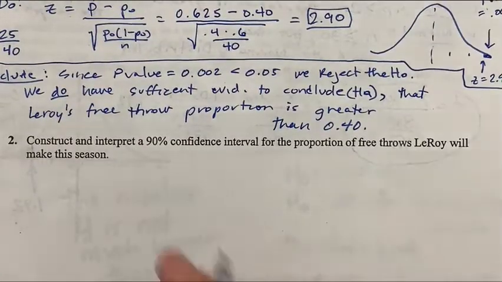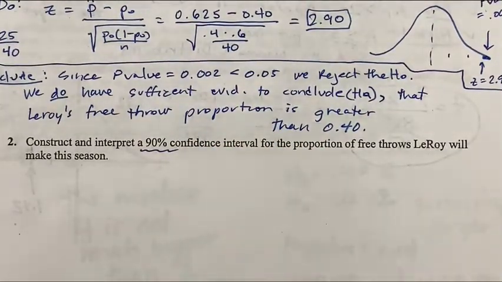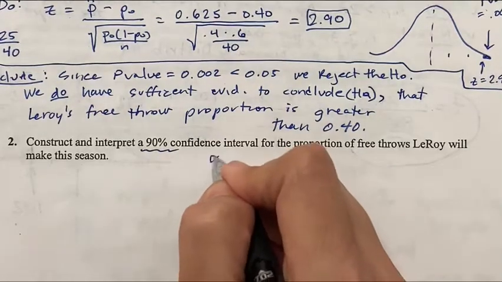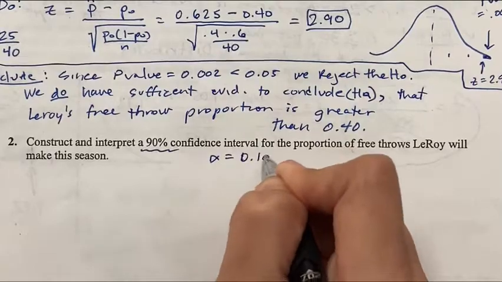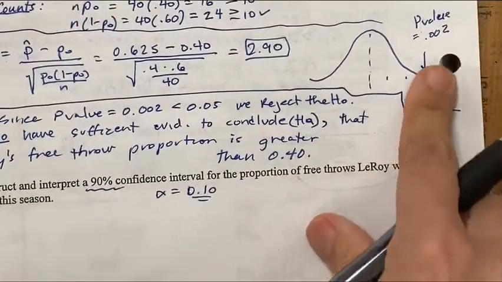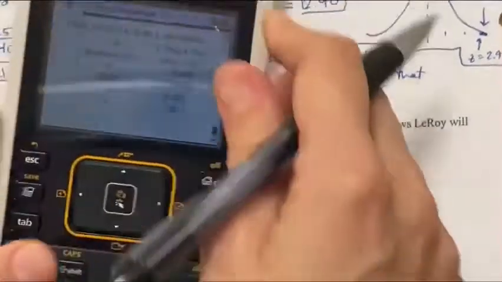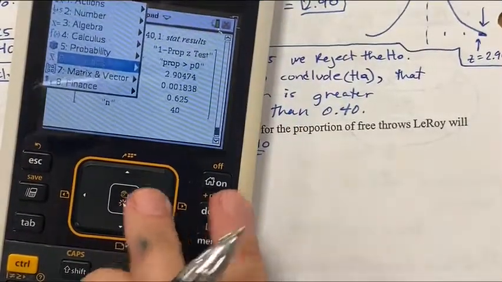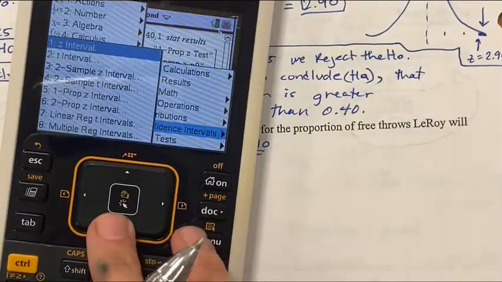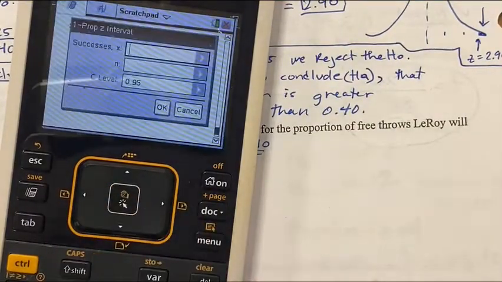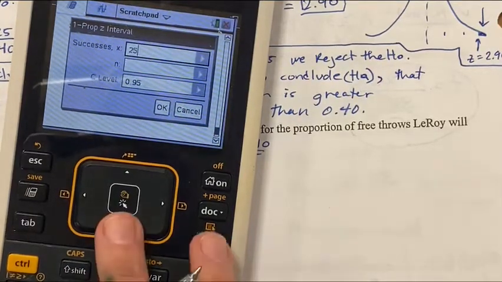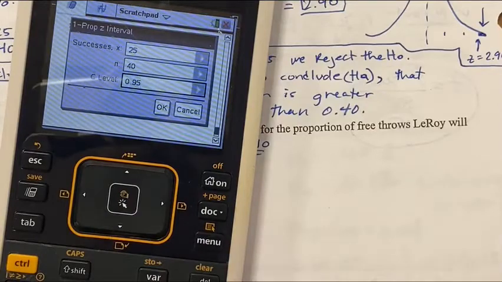Now for the last little part. It says construct and interpret a 90% confidence interval. So that's similar to an alpha 0.10 stat test. We already know that this is also less than that, but that's essentially what we're doing. But let's see it in a different way. So we go to confidence interval, and we're going to do a 1 proportion Z interval. Okay. So still the 25 out of 40, but my confidence level, I'm going to do 0.90. Hit enter.